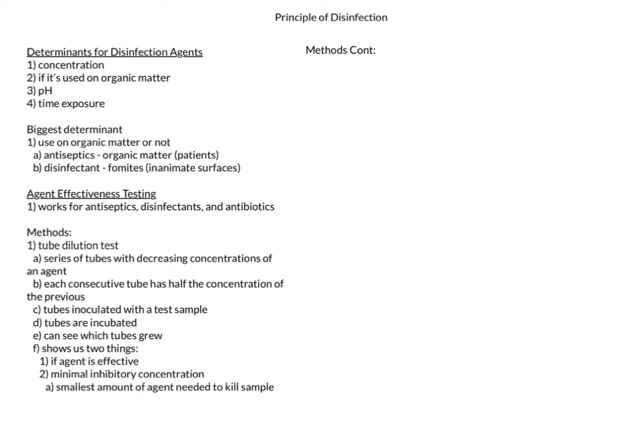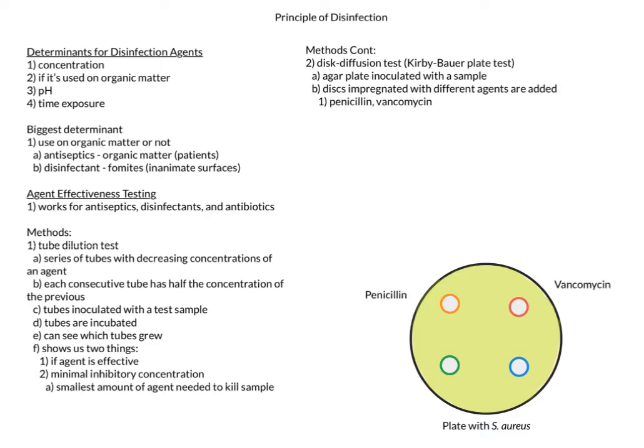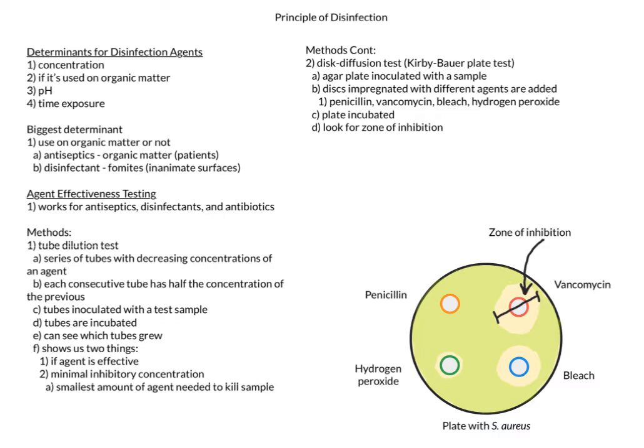Another method is the disc diffusion test, or what's called the Kirby-Bauer plate test. Here, an agar plate is inoculated with the sample, again staph, and discs impregnated with different agents are added to it. For our case here, let's say penicillin, vancomycin, bleach, and hydrogen peroxide. After incubation, the plate is examined and we look for what we call the zone of inhibition, which is a clearing around the disc with no growth on it. The greater the zone of inhibition, the better our agent was.